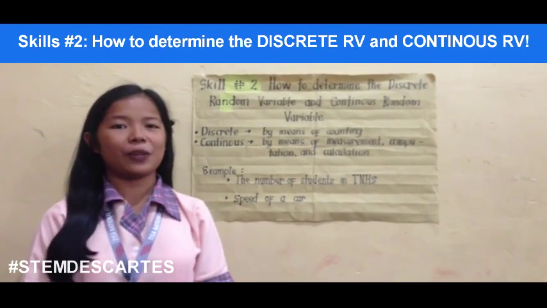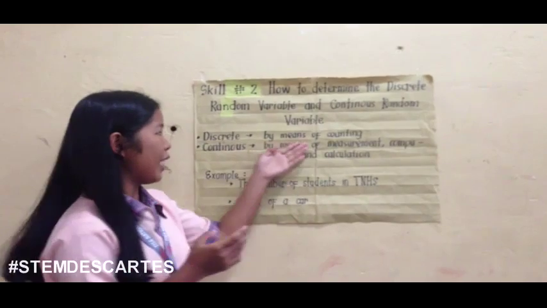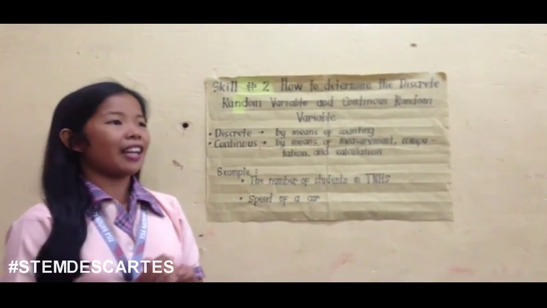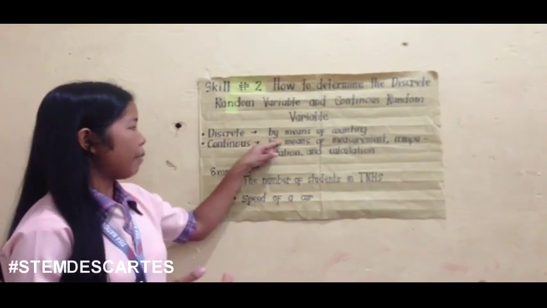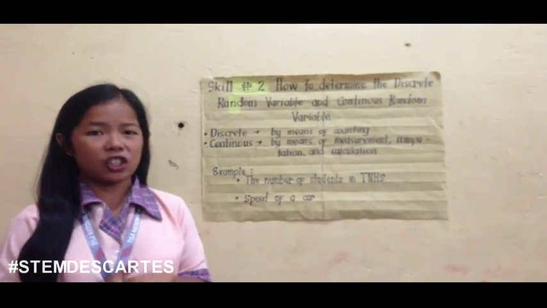So after determining the sample space, the next skill is how to determine the discrete random variable and the continuous random variable. When we say discrete random variable, the data gathering is measured by means of counting. While for a continuous random variable, the data gathering is measured by means of measurement, computation, and calculation.